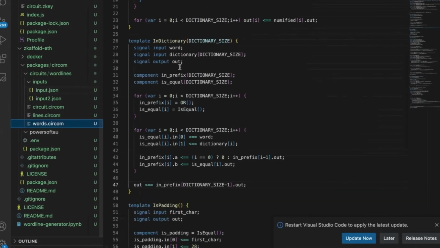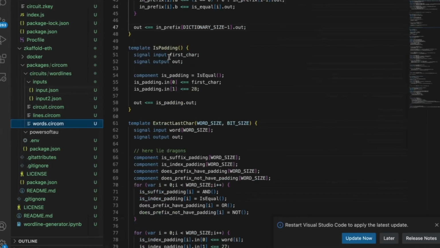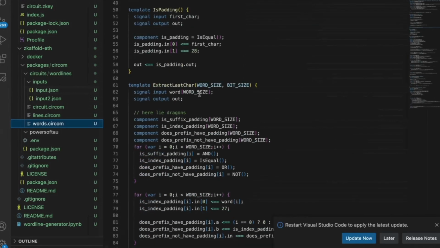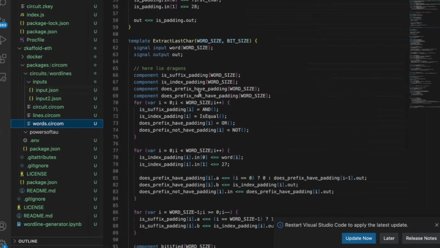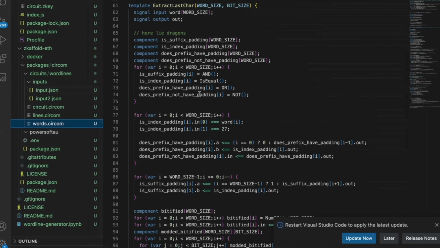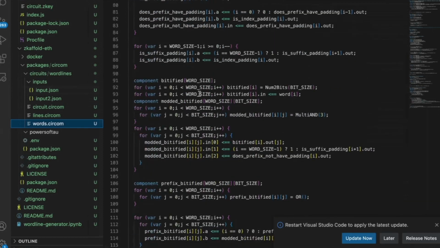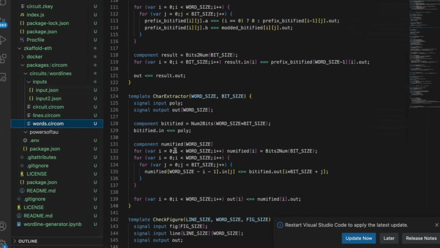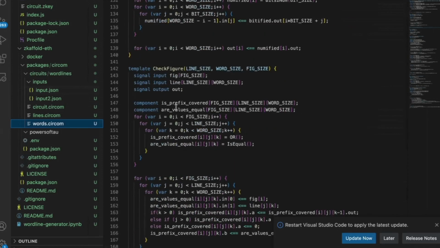And words has a bunch, right? So there's a bunch of stuff with padding, because they're edge cases. Words are different lengths. Yeah. Extract last character. So you take that, and then there's probably also an extract first character, and then they do an is equal on those. Yeah, character extractor and check figure.